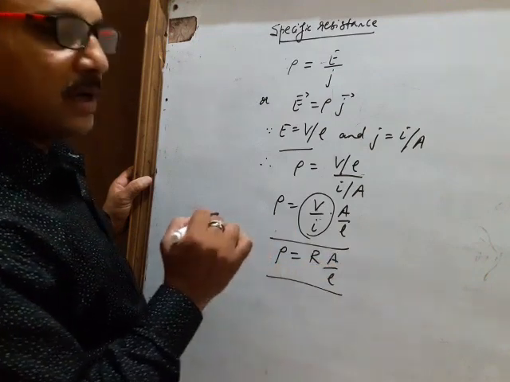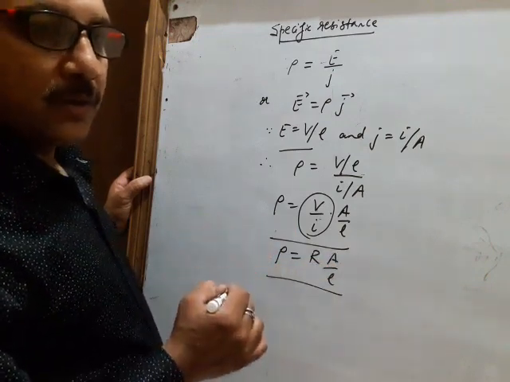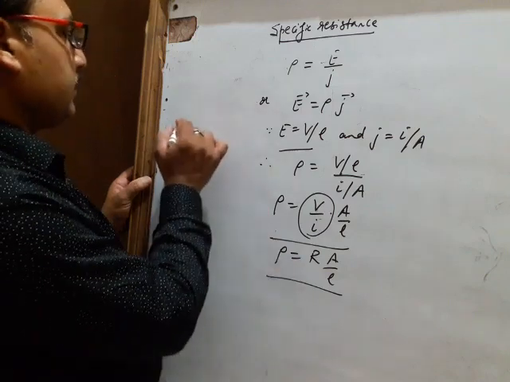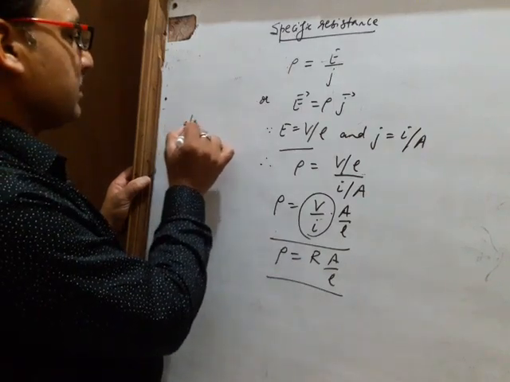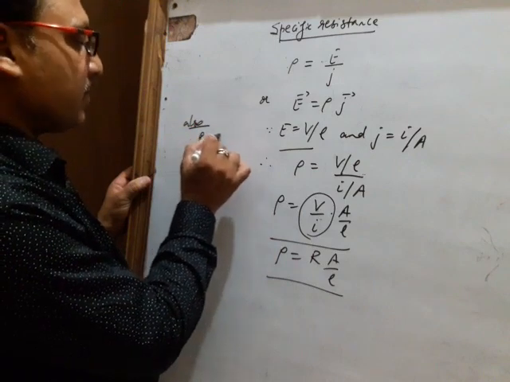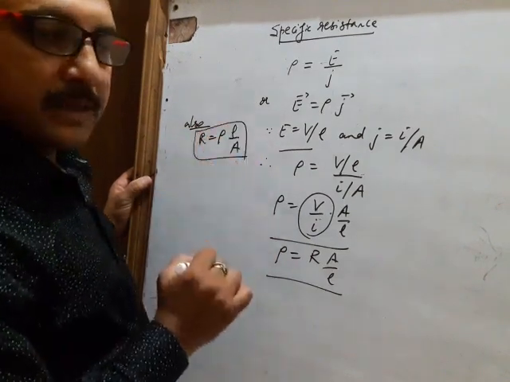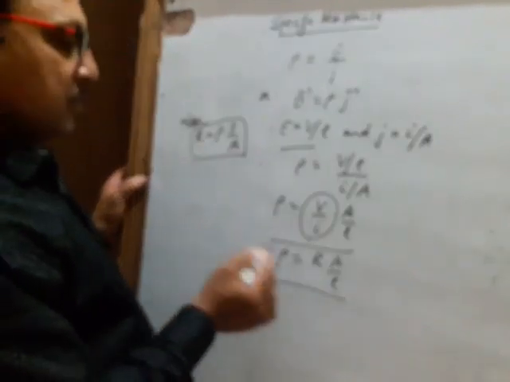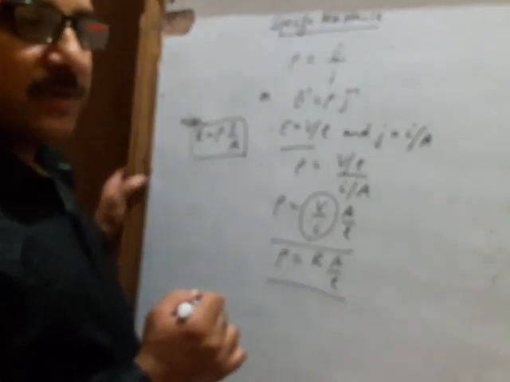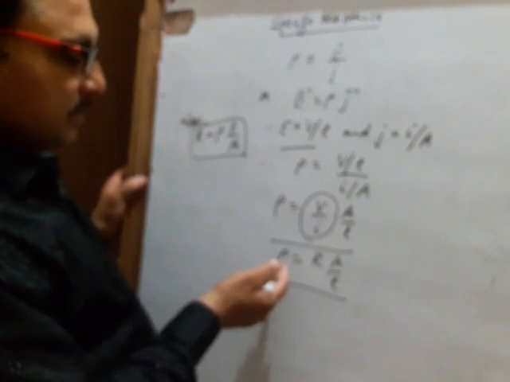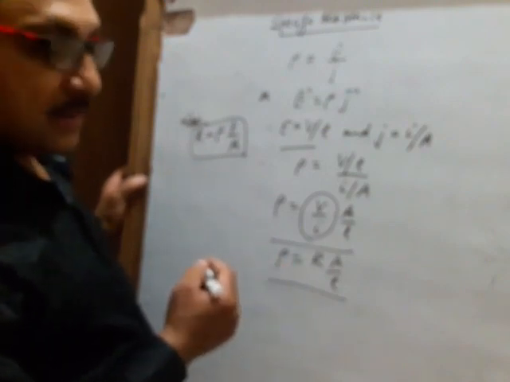This is the formula for resistivity. You might be aware of this formula. And also you can say R equal to rho L upon A. Definitely you know this formula. In 10th also you have studied. So rho is known as the resistivity of the material of the conductor, or the specific resistance we call.